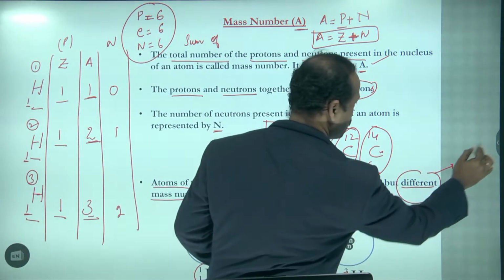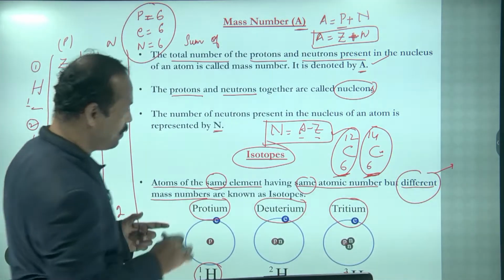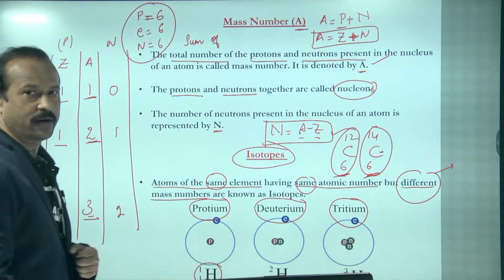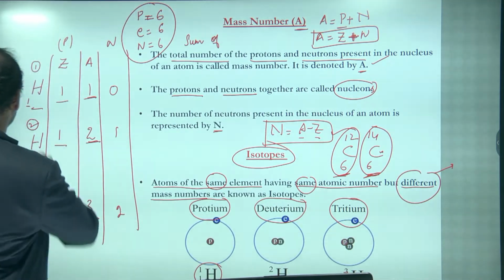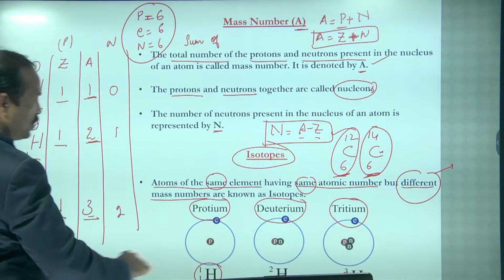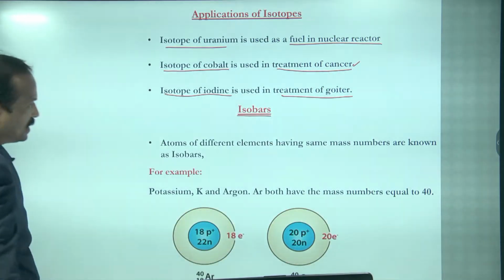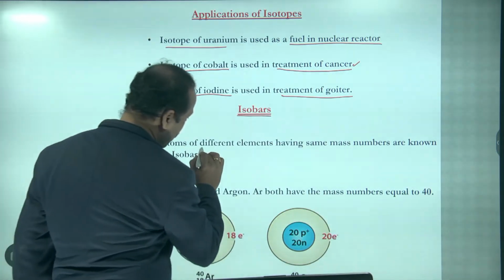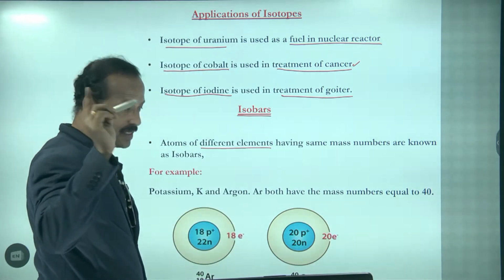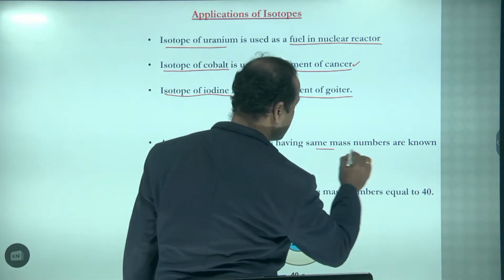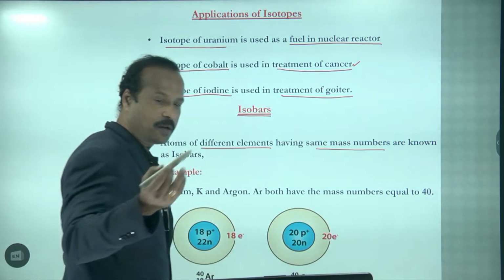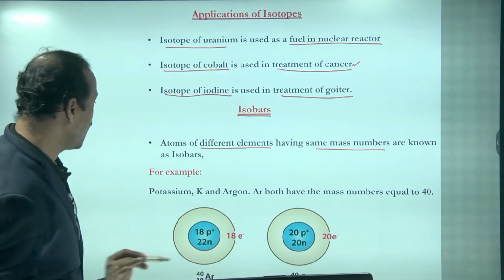Just change the definition. Wherever the same is there, you write different, and wherever different is there, you write same. So that gives the definition of isobars. Atoms of different elements, with the same mass number but different atomic number. So these are called isobars.